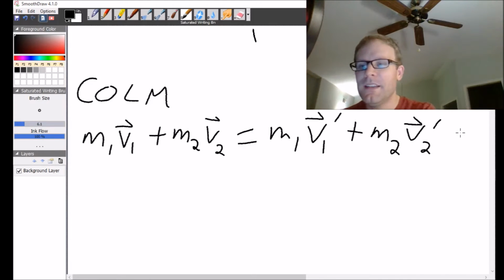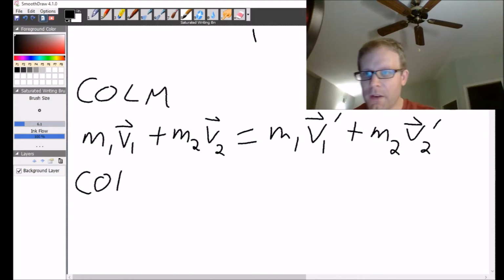But what that means is that we've also got a conservation of kinetic energy. I can write a better K than that. There we go. The idea behind kinetic energy is that it's similar to momentum. It's equal to 1/2 mv squared. It's a scalar quantity, not a vector quantity.